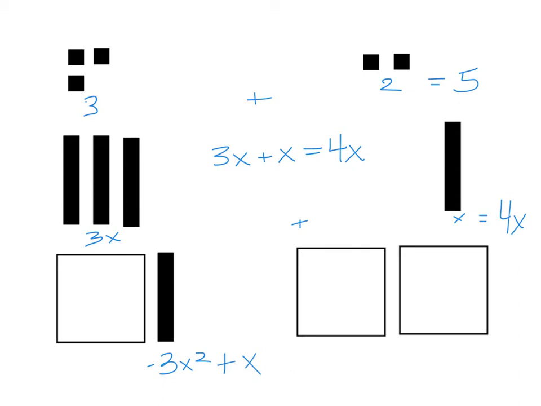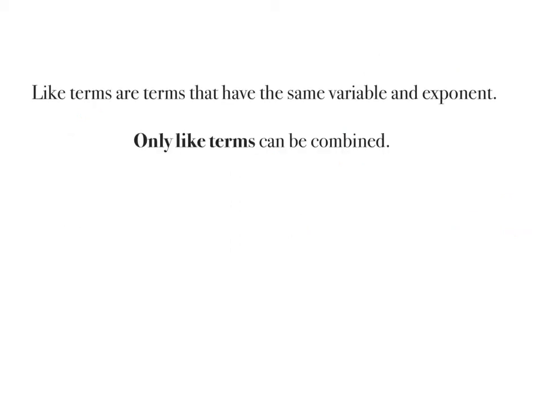Okay, and so this is going to be a very important point for us, and I'm going to summarize it in the next slide. So to summarize, like terms are terms that have the same variable and exponent. And what that meant for the algebra tiles is like terms are the same shapes. So let's just see what that means.